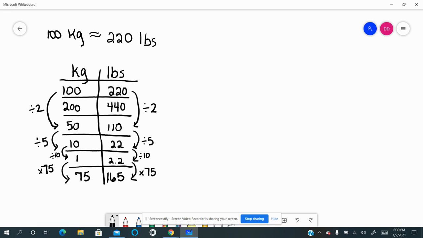So if someone came to me and said, I weigh 75, I would say, you do not weigh 75. They say, I weigh 75 kilograms. So then I would go to my calculator and I would figure this out. And I would say, oh, they really weigh 165 pounds. Okay, so that's how you can work that out. Hope this helps with today's assignments.